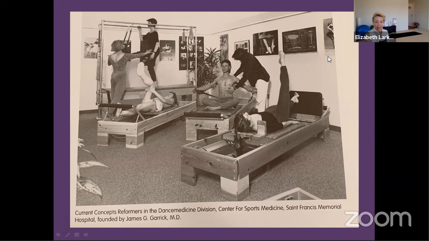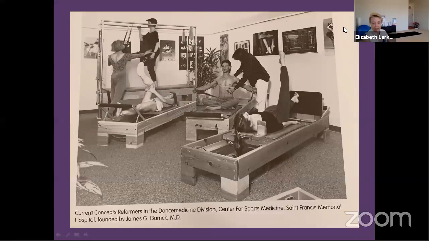So Dr. Garrick asked one of his patients, who was a principal dancer of Oakland Ballet, Patrice Whiteside. He invited her to start the Dance Medicine Center in conjunction with him and the staff of physical therapists, including Chris Capra Fitzsimmons.